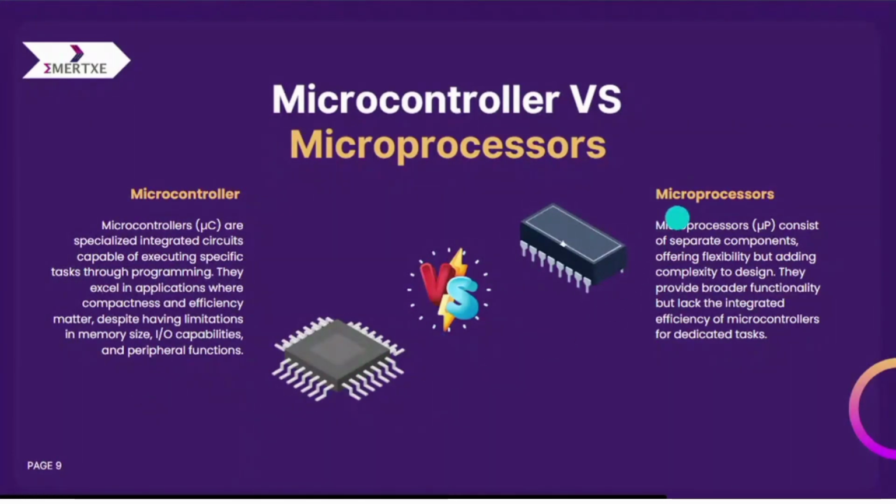Whereas microprocessors are like the all-in-one brains of computers. Unlike microcontrollers, they are made up of individual components, making them highly flexible but also more complex to work with. These chips offer a wide range of functions and can handle various tasks. However, they might not be as efficient as microcontrollers when it comes to specialized jobs. So, while microprocessors give us lots of options and can do many things, they might not be the best choice for tasks that require incredibly efficient and accurate details.